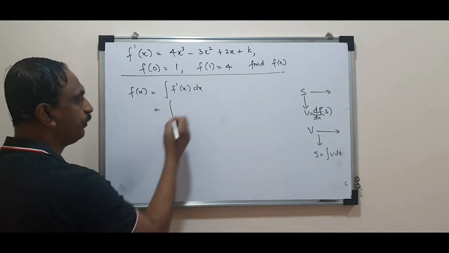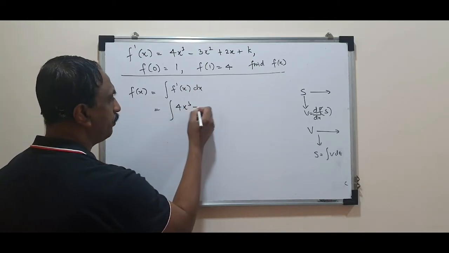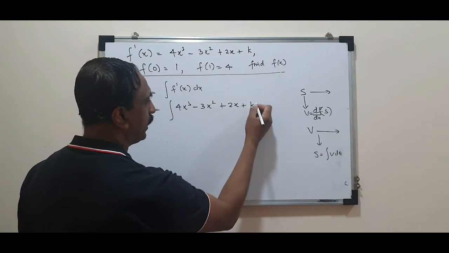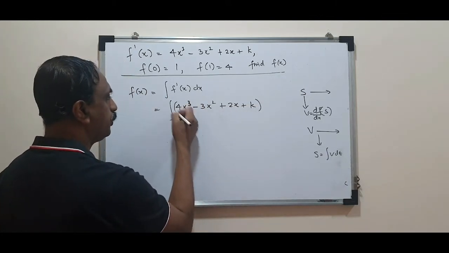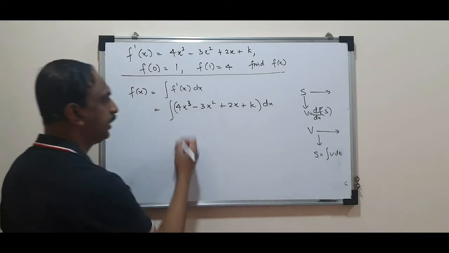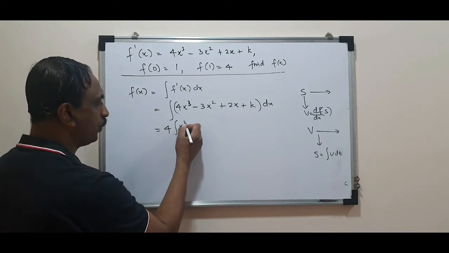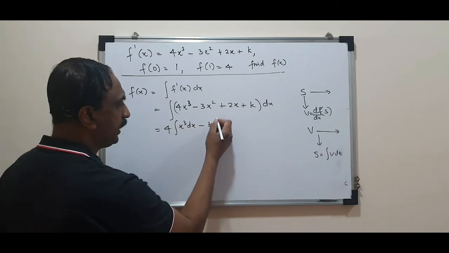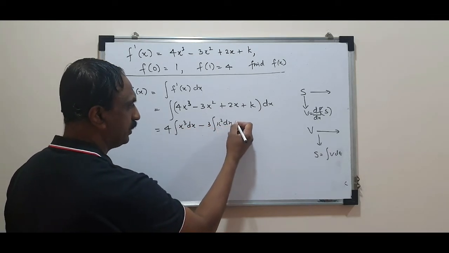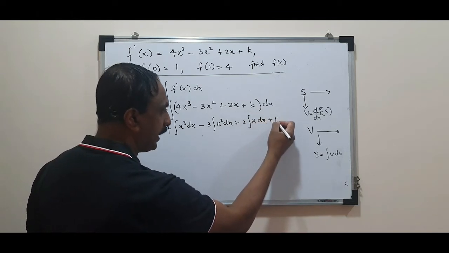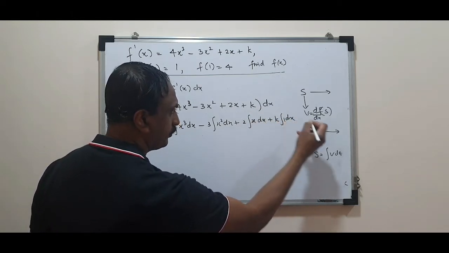That is integral of (4x cube minus 3x square plus 2x plus k) dx. Now term by term we can integrate it. 4 outside integral x cube dx, minus 3 outside integral x square dx, 2 outside integral x dx. When a constant alone comes, k comes outside, integral 1 dx.